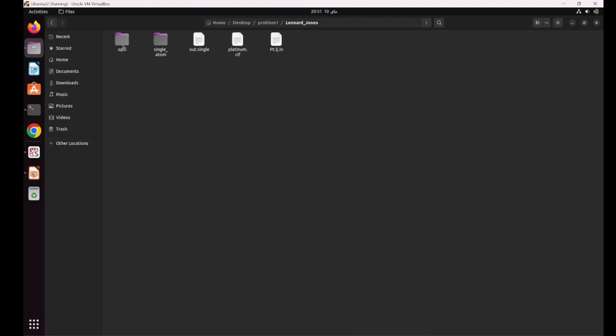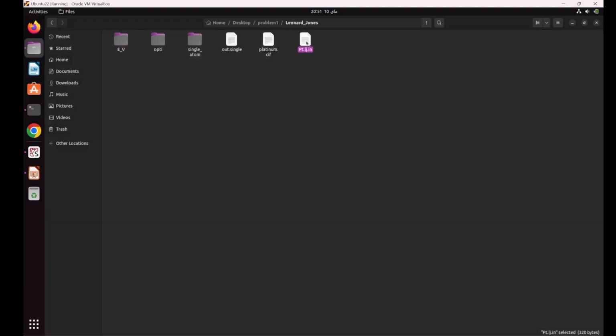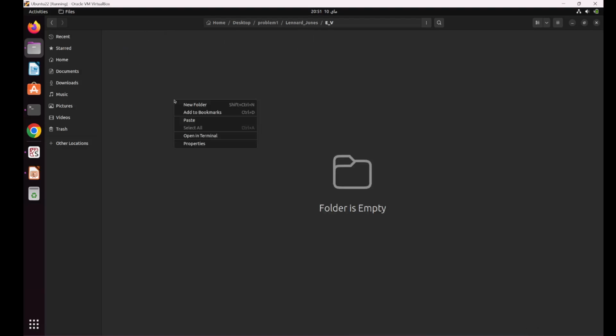So we can make a folder here. We can call it E underscore V, for energy versus volume. And you can copy the original file here for Lennard-Jones platinum, and we can copy it for E versus V. And I can now start to organize my work.